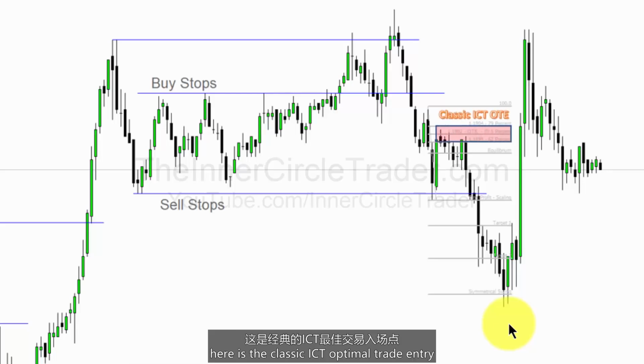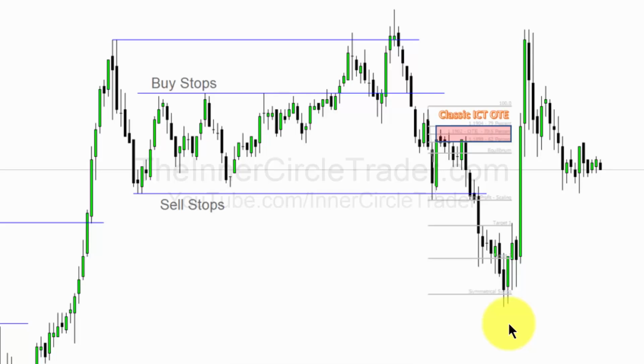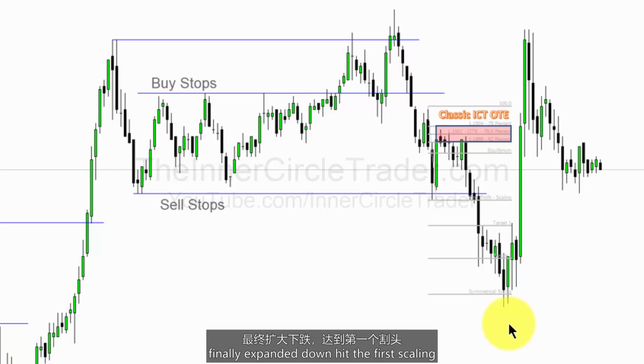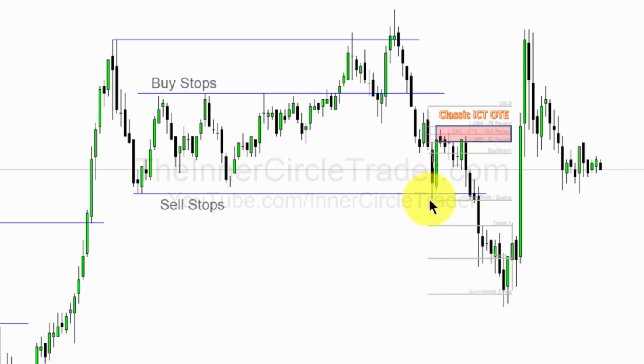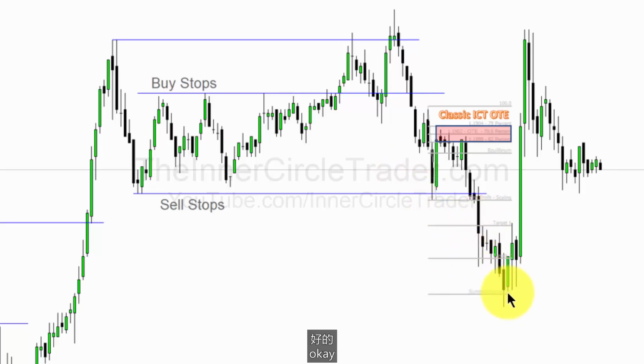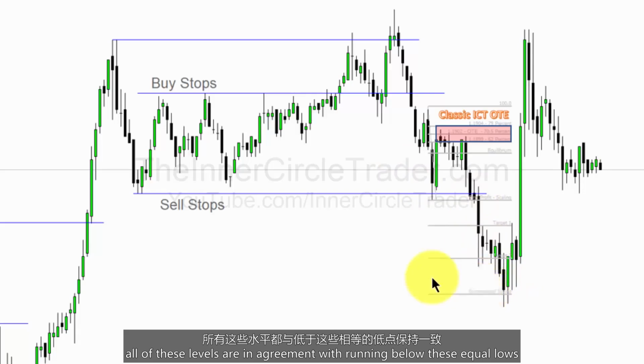Now, what I'm going to show you here is the classic ICT optimal trade entry. 62 to 79% retracement level, get short, look for an objective going lower. And here, you can see how price did have several opportunities to get short at the 62% retracement level. Then finally it expanded down, hit the first scaling objective, which is the old low, seen here. Then target 1 is hit, target 2 is hit, and then the symmetrical price swing. Okay, all of these levels are in agreement with running below these equal lows.